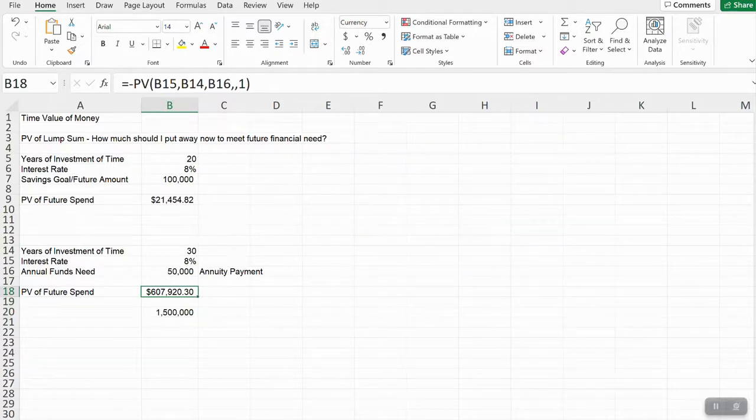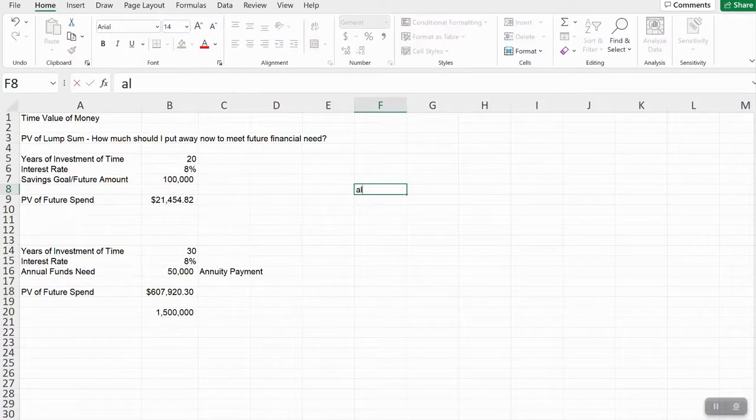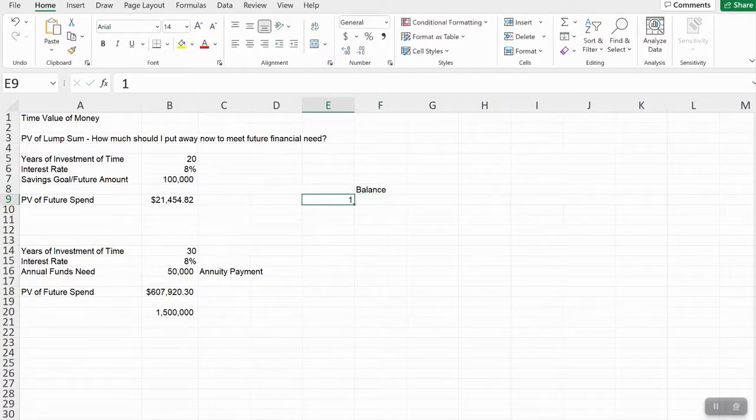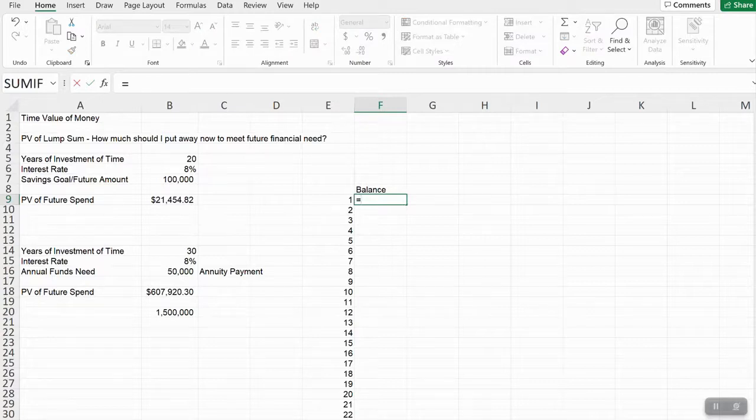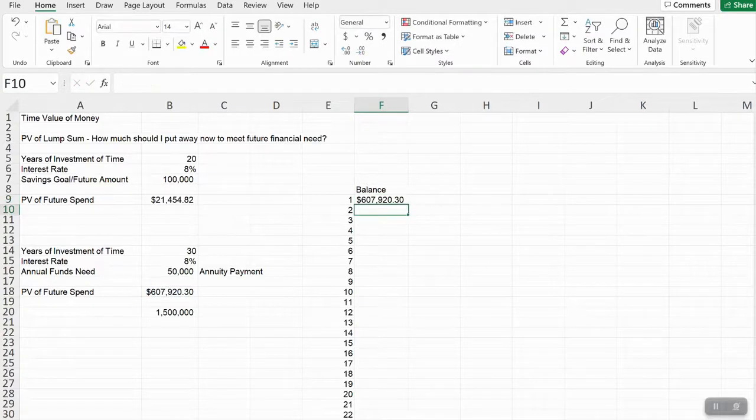Let's go ahead and prove it out. So if I want to prove this out, I could start with my balance on year 1. So let's make sure this really works. So assume in year 1, we'll go ahead and copy this down. Okay, my balance that I just computed here is 607. So the question is, if I spend $50,000 a year, am I really going to get down to perfectly zero at the end of the 30th year?